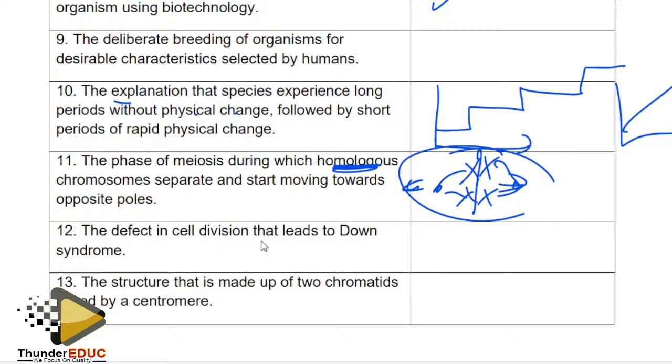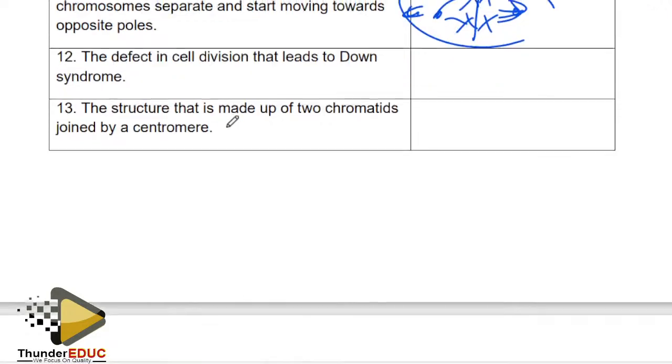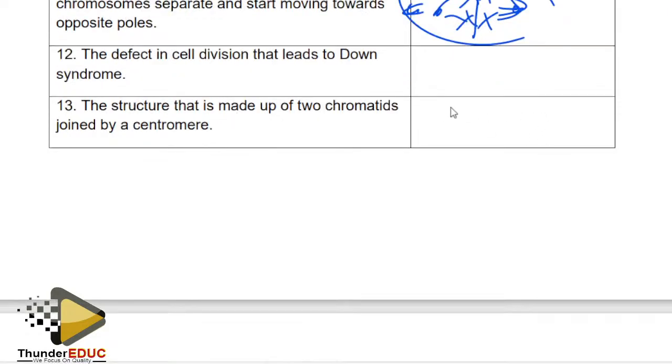The defect in the cell division that leads to Down syndrome. So how do we call that defect in the cell that leads to Down syndrome? We call it non-disjunction. The structure that is made up of two chromatids joined together by the centromere.